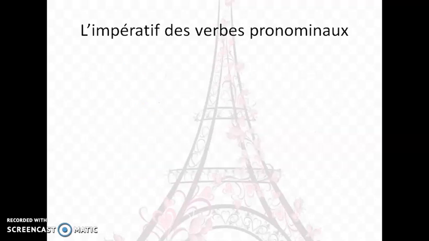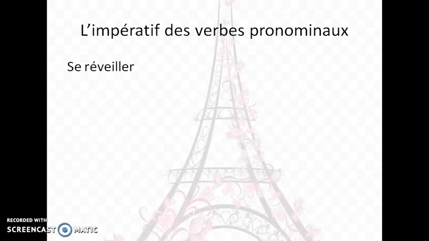Now moving on to the imperative of pronominal verbs. Pronominal verbs also form the imperative in the same general format, but there is one exemption with the se pronoun form. For example, take se travailler, a regular pronominal verb ending in er. You conjugate the verb according to those three subjects, and you remove the subject. For the tu form, you remove the s because this is a verb ending in er. And here the only exemption is that you have to place the se pronoun form also.